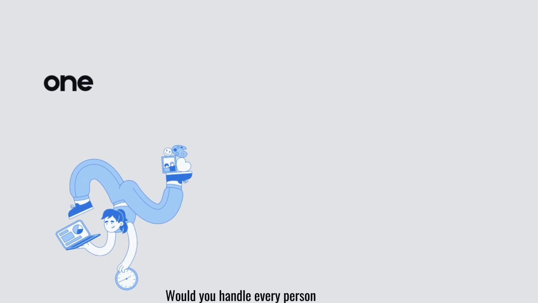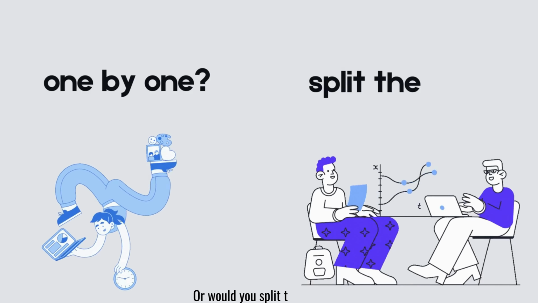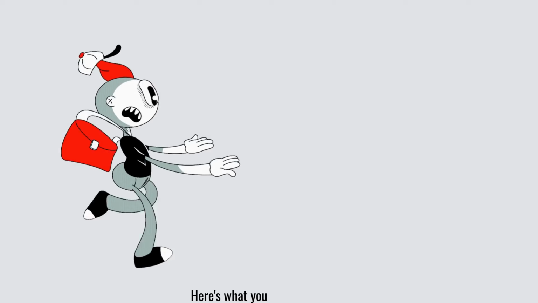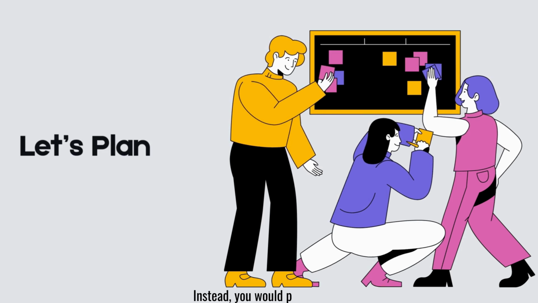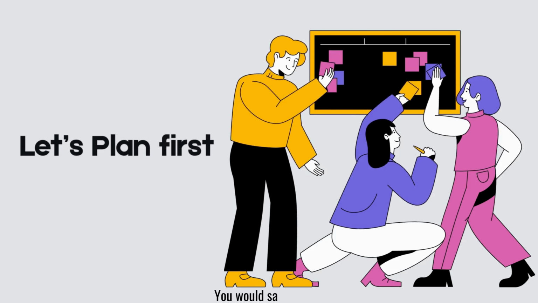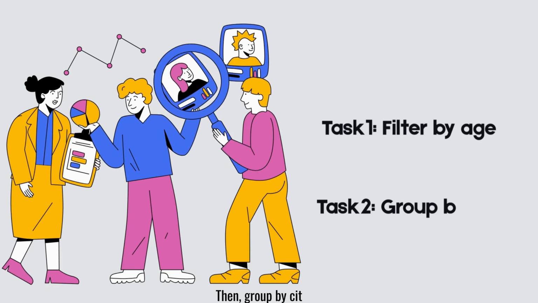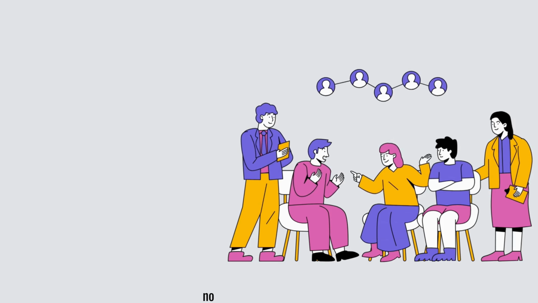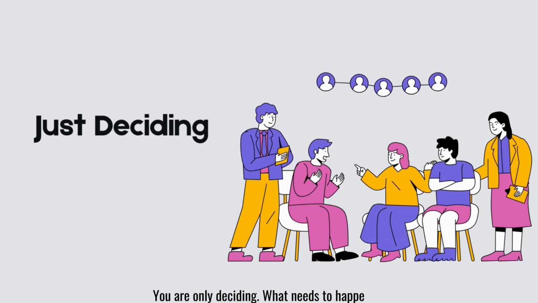Would you handle every person yourself, one by one? Or would you split the work? Here's what you would not do. You would not start running around randomly. Instead, you would plan first. You would say, first, filter by age, then group by city. At this moment, no real work has started. You are only deciding what needs to happen.